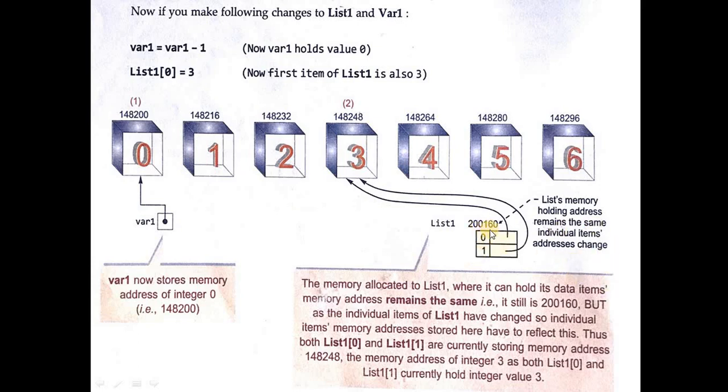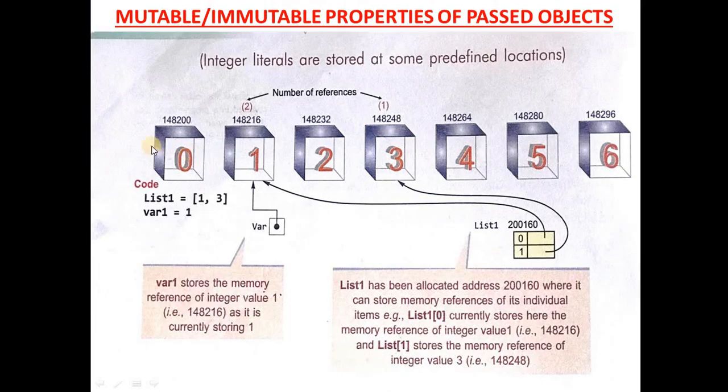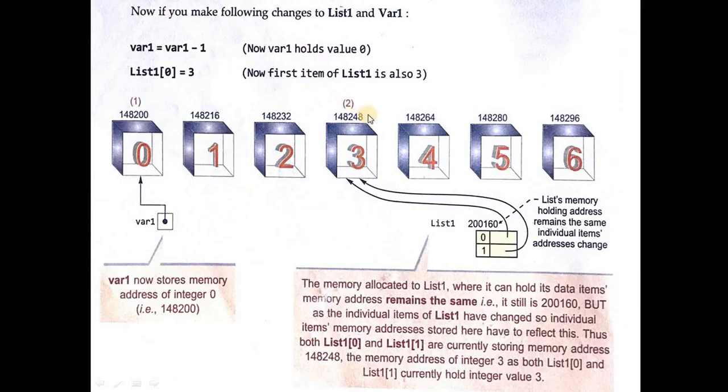Now what happened to the list? For the list you have the same memory location, but only the values get changed. Now I am making list of 0 equal to 3. List of 0 was initially 1, now it is changed to 3. So only the value's memory address changes. It was initially pointing to 1, it is now pointing to 3. But the list's memory is not changed.